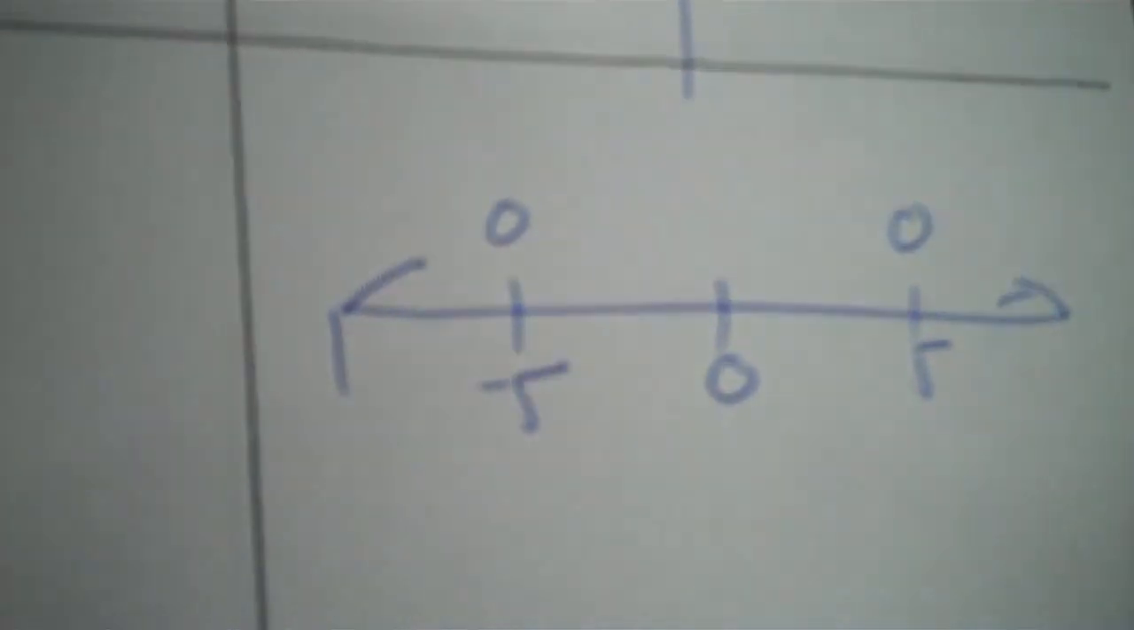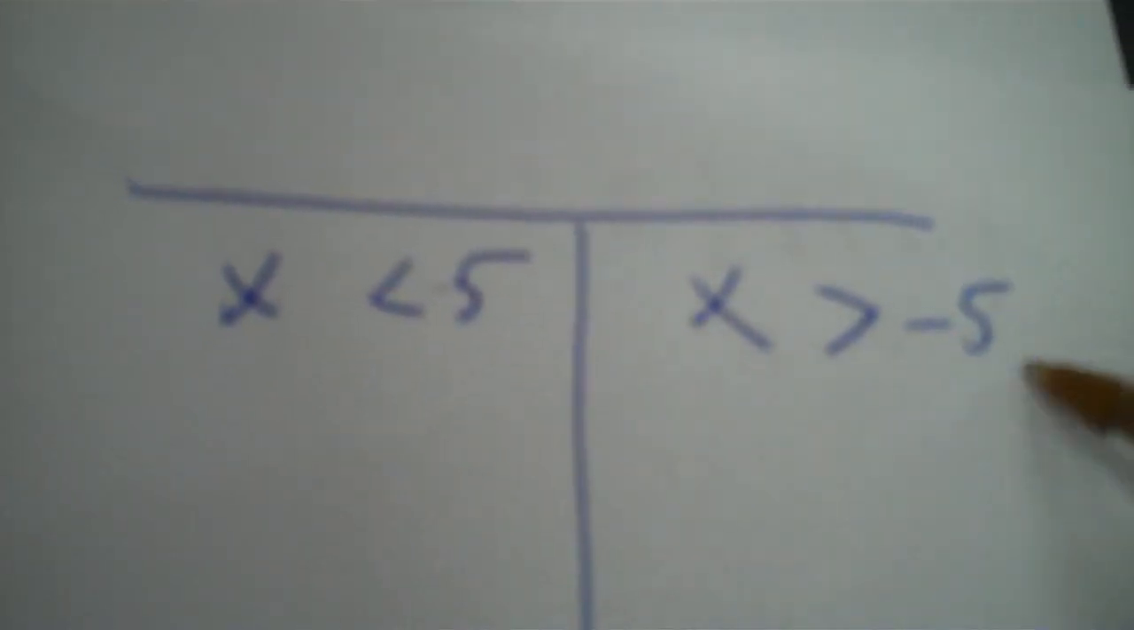So you put 0, you put 5, you put negative 5. You're going to circle. You're not going to fill in either circle because you're not equal. And that's a less than with the 5, so we go this way from the 5, and that's a greater than with the negative 5, so that would be this way. So they come together. When they come together, you put x, you put negative 5, and 5.